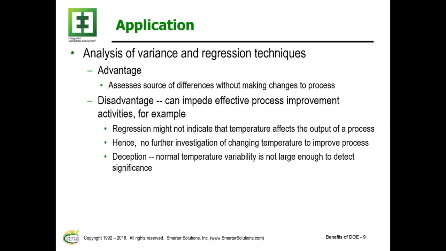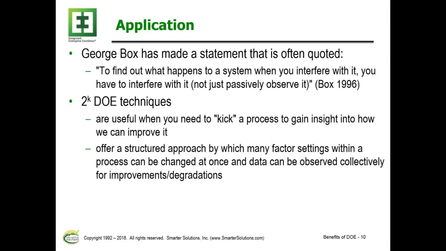The disadvantage is that regression may not show temperature is significant, but if we really had temperature, for example, at a farther extreme than it currently is operating at, it could really positively affect our overall response. So we want to basically look at the impact of these other factors beyond what's normally operating. George Box said that to find out what happens to a system when you interfere with it, you have to interfere with it, not just passively observe it.